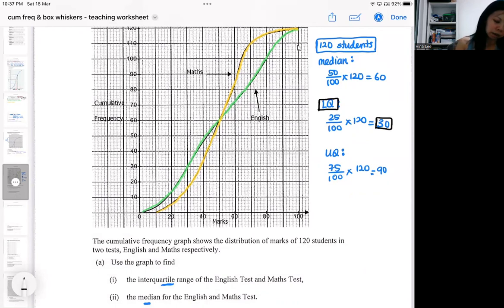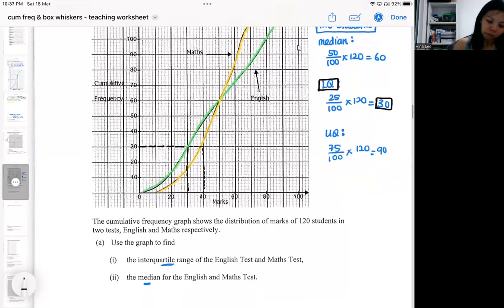So I'm going to use 30. From here, I can get the lower quartile for English and also the lower quartile for math. For English, the lower quartile is 30. For math, which is the yellow color, the lower quartile is 40.